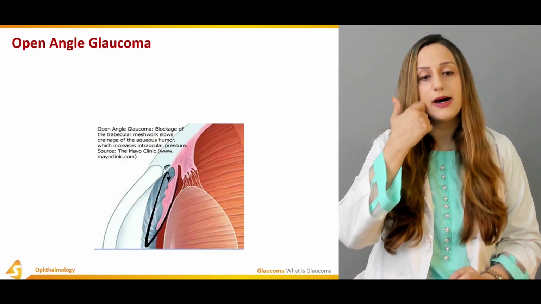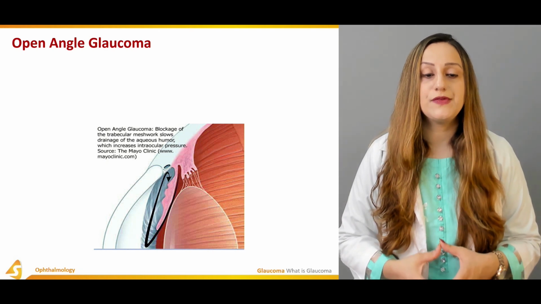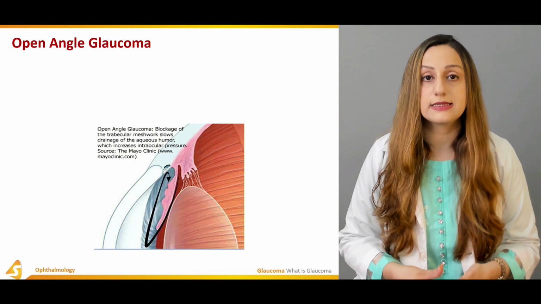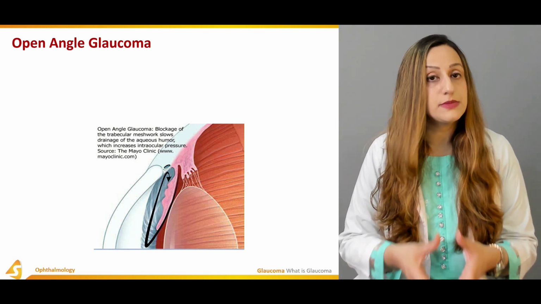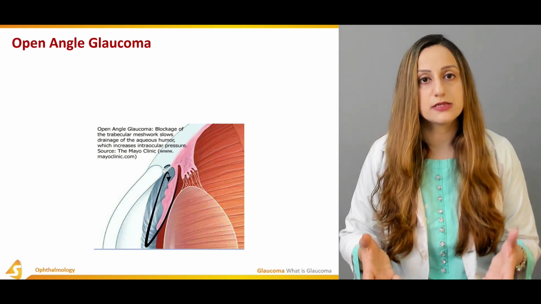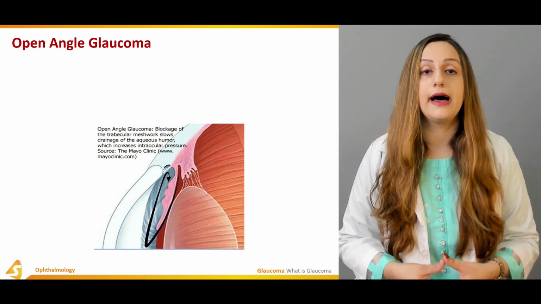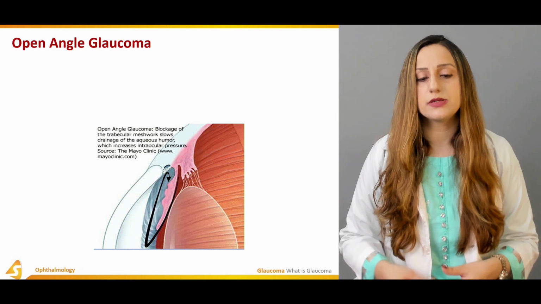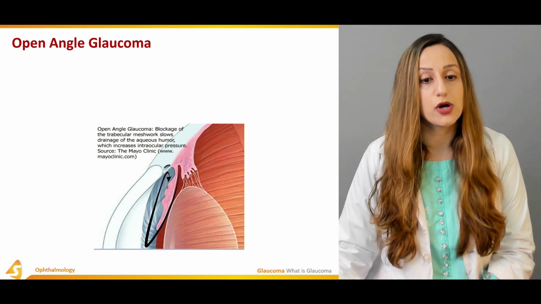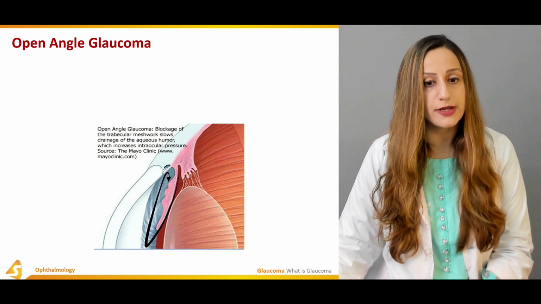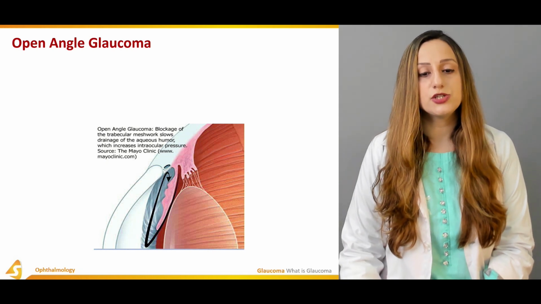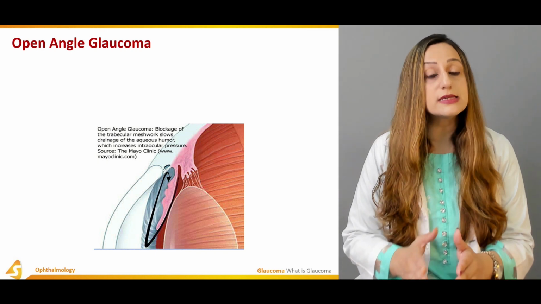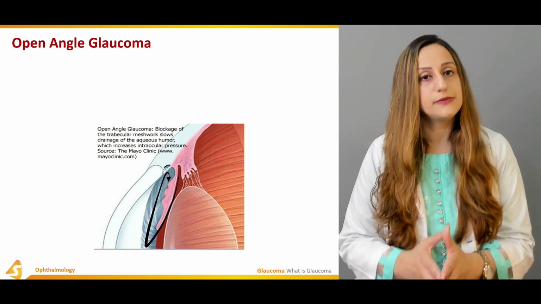So talking about the angle closure glaucoma, it is one of the emergency states that sometimes, mostly, requires surgical treatment. On the other hand, we have the open angle glaucomas. The open angle glaucomas are usually caused by the blockage of the trabecular meshwork, which slows the drainage of the aqueous humor and increases the intraocular pressure. So this is the pathophysiology behind it.